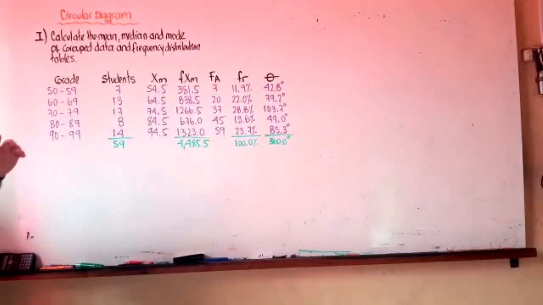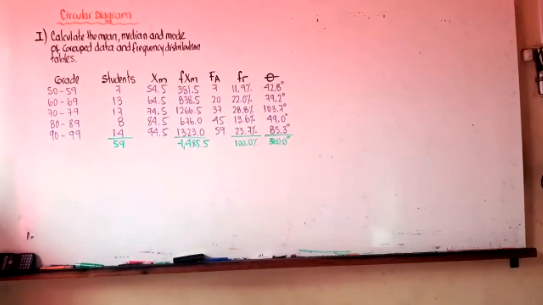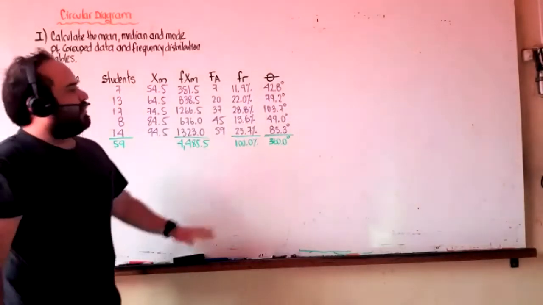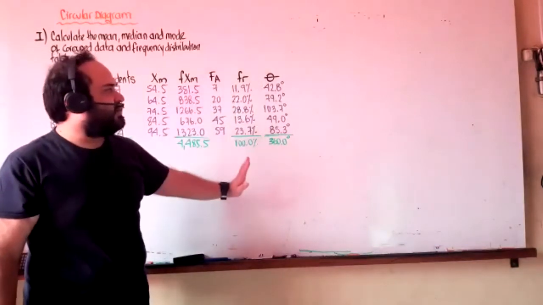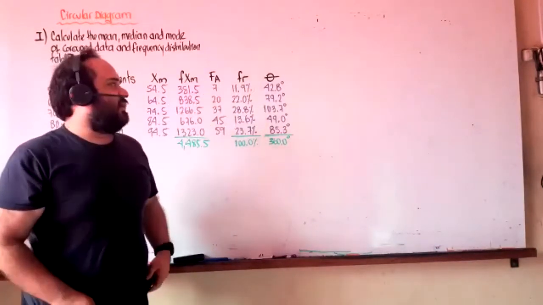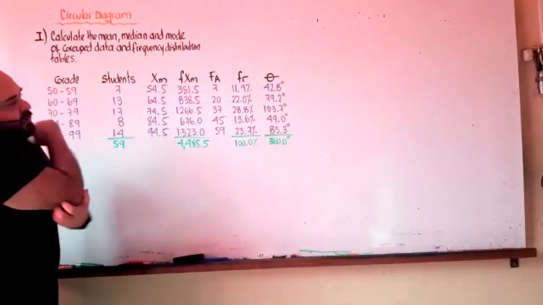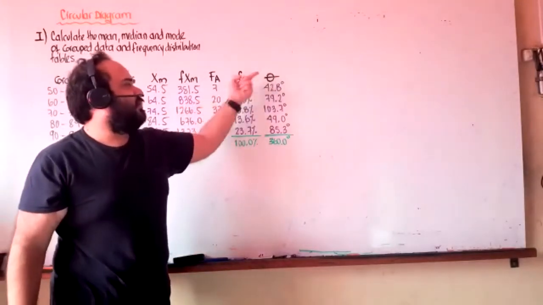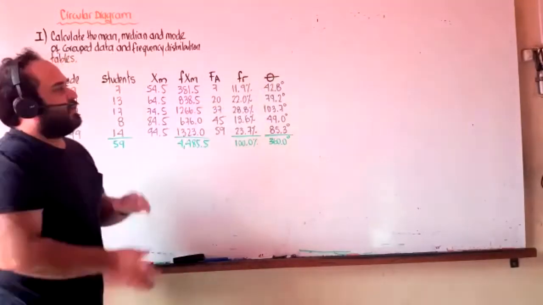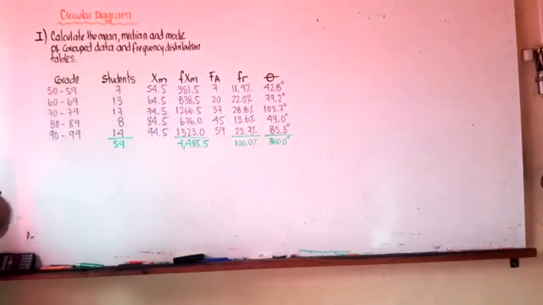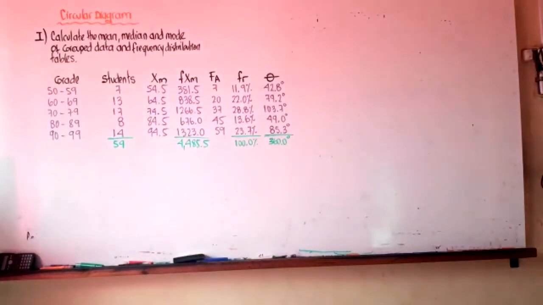We have the complete frequency table. The only things we are adding before creating the circular diagram are the column for the relative frequency and the quantity of degrees, with the symbol, a zero with a horizontal line. That means this is a Greek alphabet letter that we read as theta. Yep, theta.